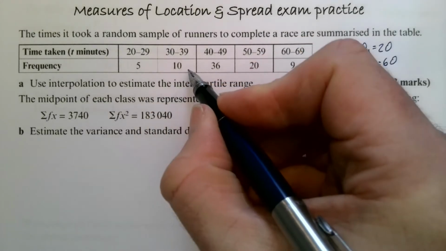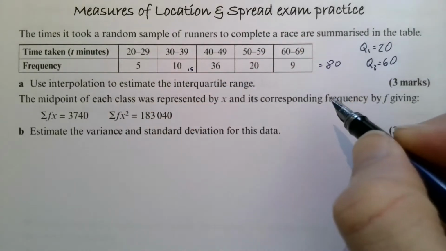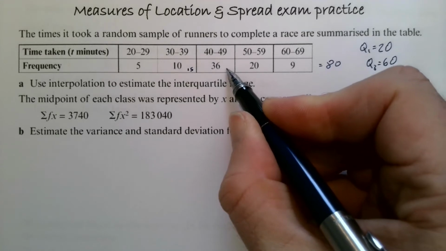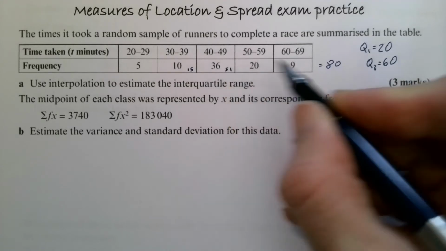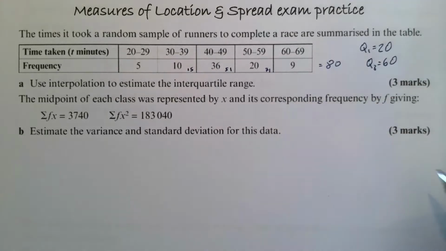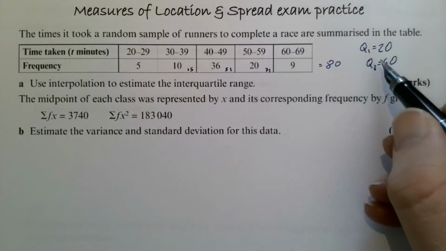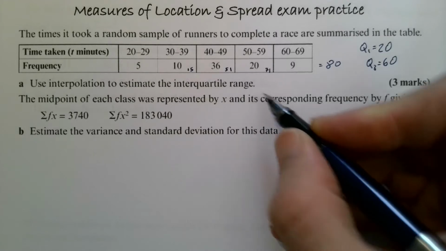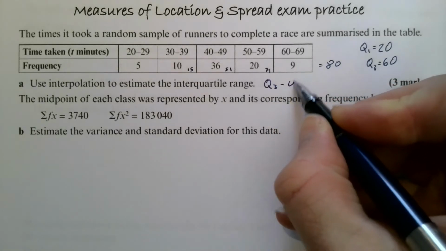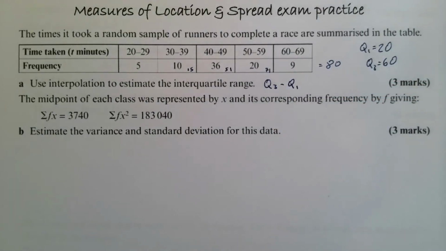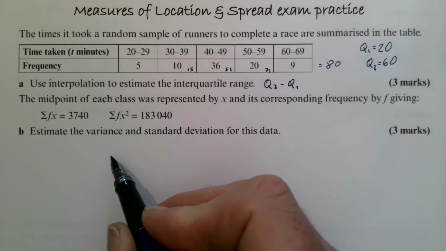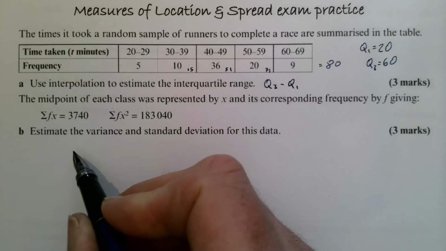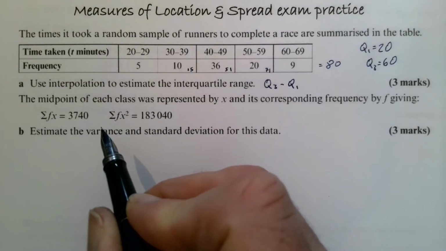Now we've got 5 there, 5 and 10 makes 15 there, plus 36 is 51 to there, 71 to there. So we want the Q3 and the Q1. When you find the interquartile range, it is Q3 take Q1, isn't it? We're going to do this all in one go on the calculator in a minute, but your working needs to look something like this.